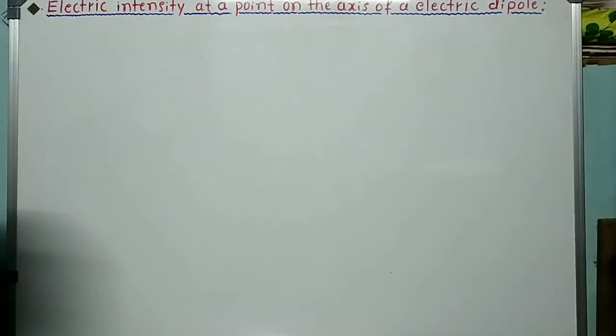My dear students, now we are going to study electric intensity at a point on the axis of an electric dipole. Already you know the meaning of electric dipole. Electric dipole means a pair of equal and opposite point charges separated by some distance.